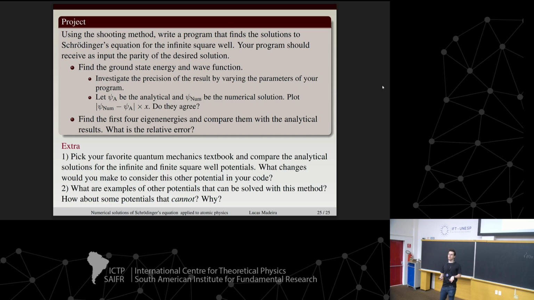Then your question could be, how do I know if I missed one state? Right? If you use big values of delta E, you might miss one state. Do you know one thing that we can use to know which state I'm looking at? I can look at the number of nodes of the wave function. I never count the walls as nodes, okay? So forget about the zeros at the walls because they are always there. If I have the ground state, how many nodes does it have? 0. First excited state, 1. Second, 2. So if you look at the solution, you always know which state you're looking at, and if you missed some. Okay?